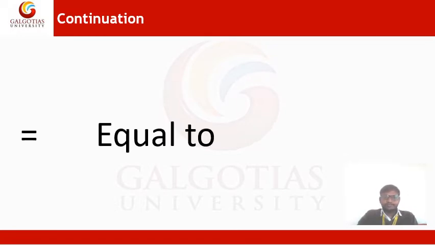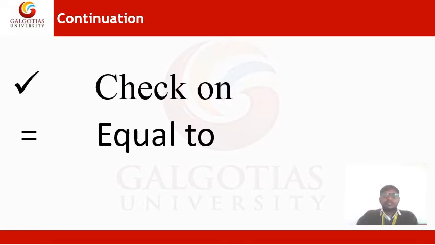And next, equal to. Already we know very well, equal means the same. My right hand equal to left hand. That is the meaning. Now you can see the right click, the check mark. Right click is the check on. It means we have checked, it means we are reading properly.